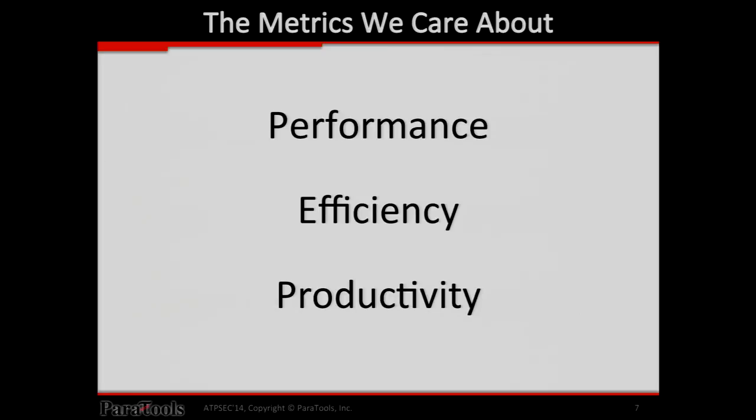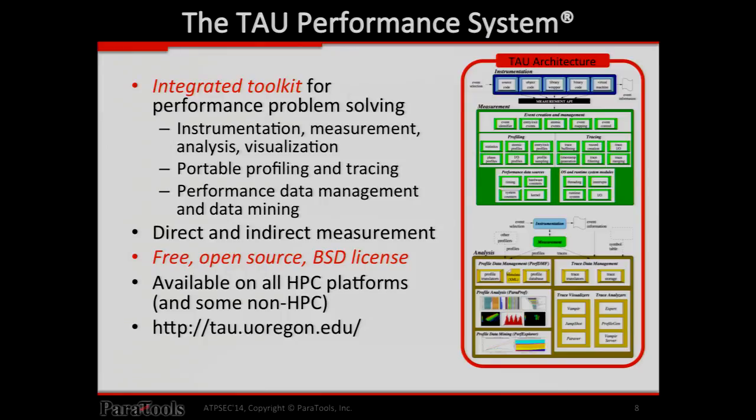I think this is pretty obvious. In the high-performance computing world, the metrics we care about are performance, efficiency, and productivity. If we're not getting these three things, then we may as well go home, because that's why we're using these supercomputers, right? The supercomputers are difficult to use. We put a lot of effort and time and money into them because we need these three things. For the first two, for performance and efficiency, a great way to improve the performance and efficiency of your code is to use the TAU performance system.